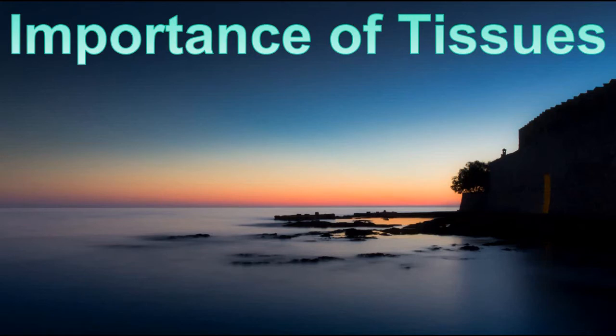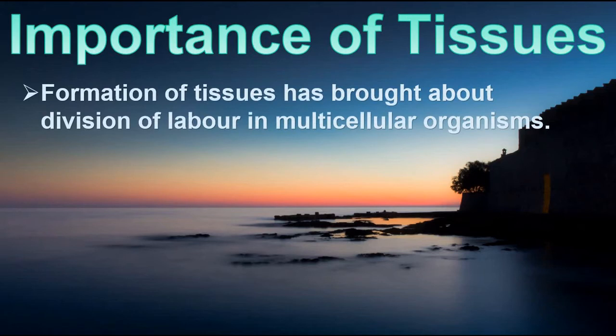So what is the importance of tissues? The first importance is that the formation of tissues has brought about division of labor in multicellular organisms. You might know that organisms in the present world are of two types. The first one is unicellular organisms and the second one is multicellular organisms. Unicellular organisms are the ones in which only one cell does all the jobs or all the activities that are required for the cell to be alive.